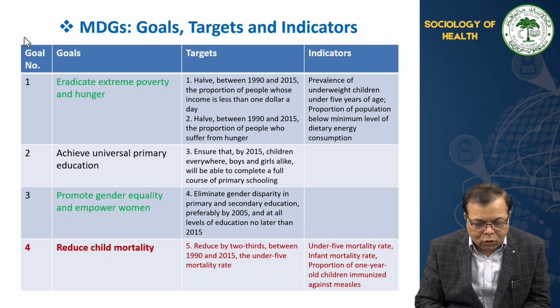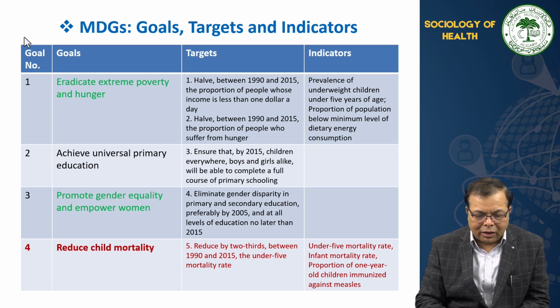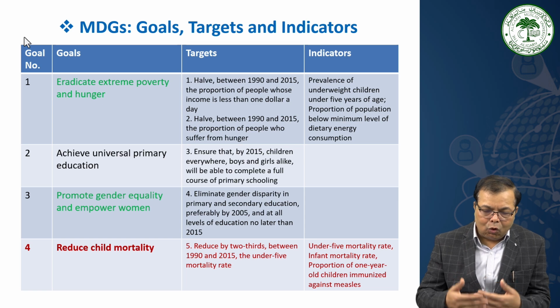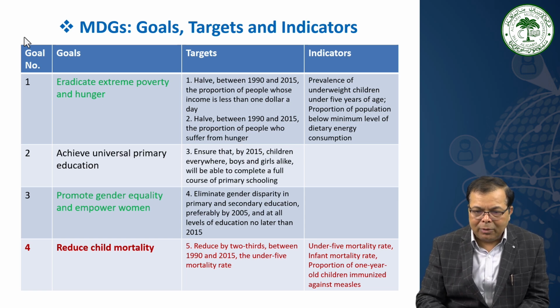So the first goal is talking about eradicating extreme poverty and hunger. Despite so many decades of having the United Nations, the world was witnessing extreme problems of poverty and hunger. And so the first goal categorically talks about the eradication of extreme poverty and hunger.